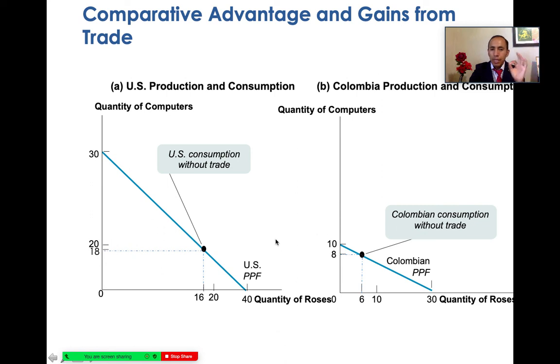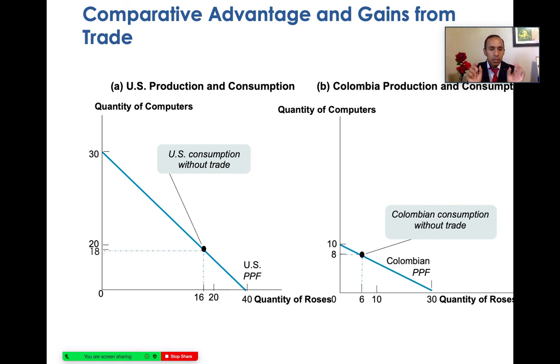However, a lot of people can argue that the US should produce computers and roses because it can produce more of everything. That's not the main analysis here. It's not a complete picture. If you look at Colombia, it can produce 10 computers, which is relatively small, and 30 roses. We can still see that both countries combined can benefit by specializing in the good in which they have the lowest opportunity cost in production.